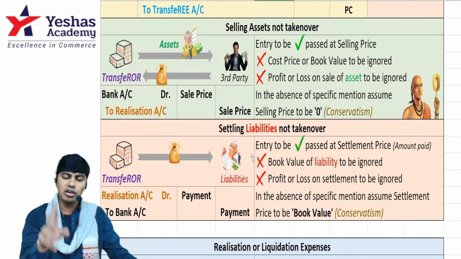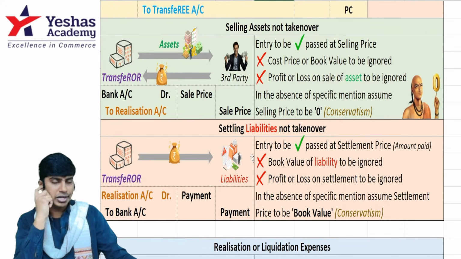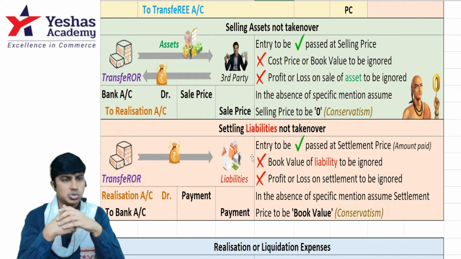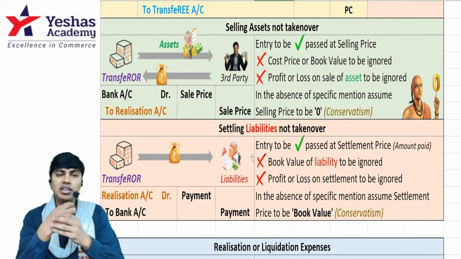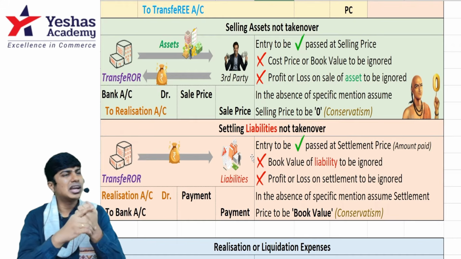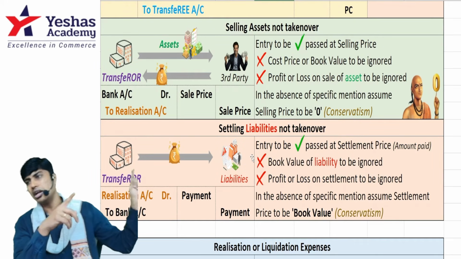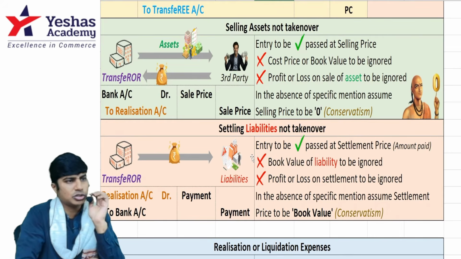The same entry will come for sale of liabilities also, settlement of liabilities also. If there is any liability transferred to realization that is not taken over by the transferee, then we will settle it. What is the entry to settle? Very simple. We will not debit liability, we will debit realization. Realization account debit to cash or bank.